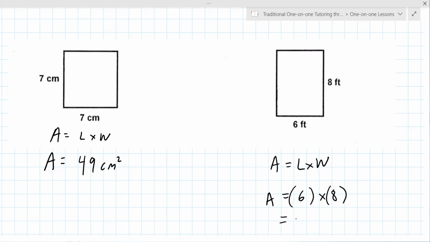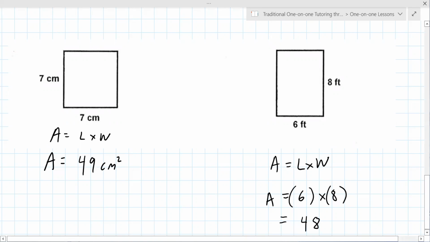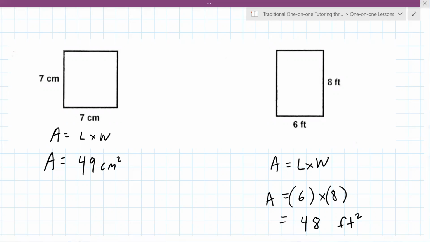Would it be 42? 6 times 8 is 48. Oh, 600. Oh, yeah, right. Sorry, yeah. 600 is 48 square feet. Square feet or feet squared, yeah. Okay, so I'm sensing a little bit of uncertainty about multiplication. We will get a chance to improve on that.